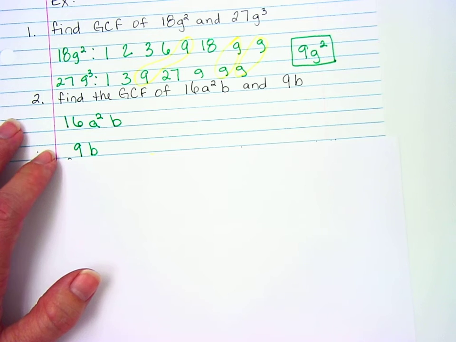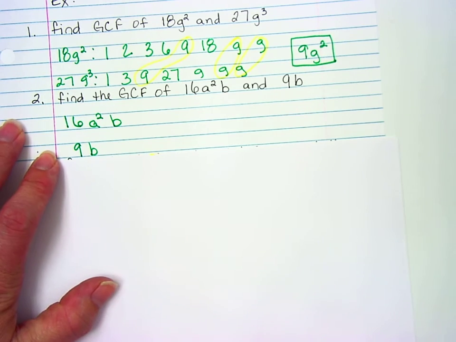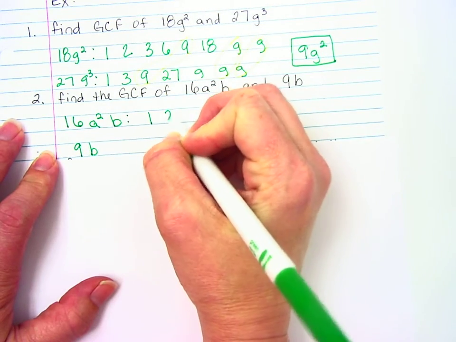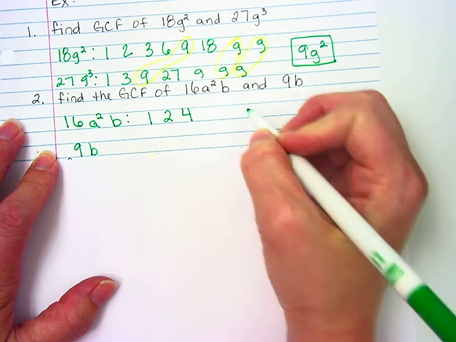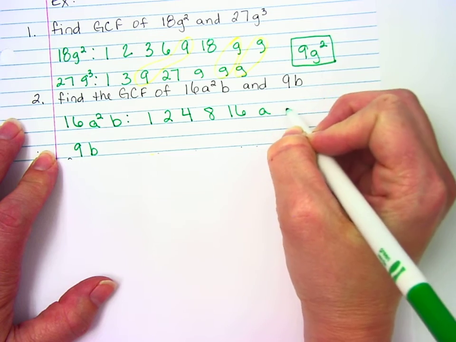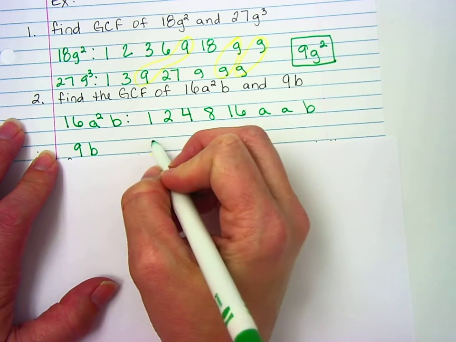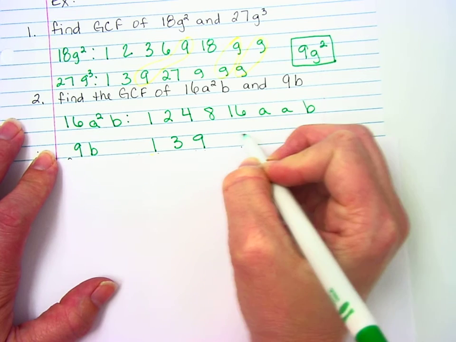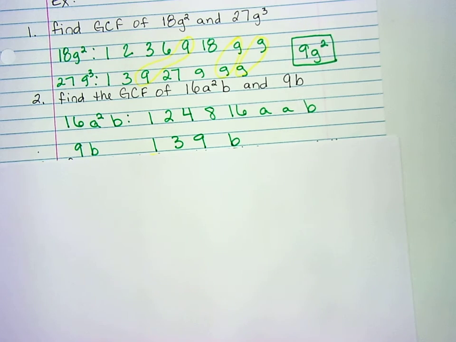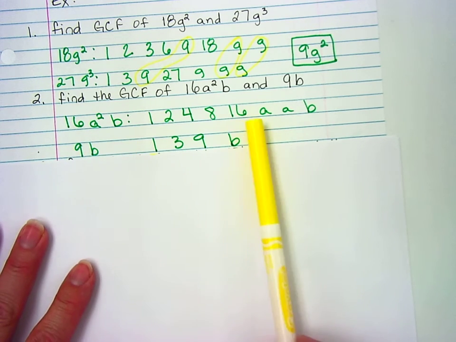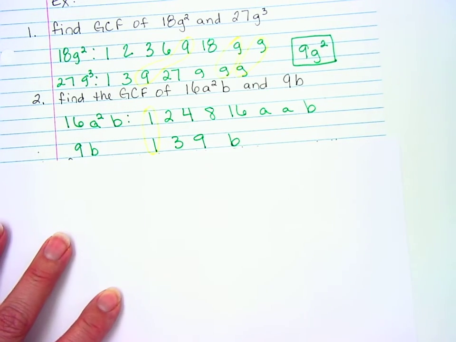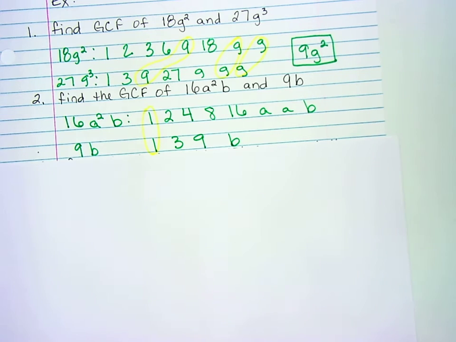So thinking about everything that makes 16a squared b, I have 1, 2, 4 makes 16, 2 times 8, and 1 times 16. You have 2 a's and then a b. So 9, if I look at it, I have 1, 3, and 9, and then you have b. So what do they have in common? Well, what's the greatest number, numerical? That would be 1. But I'm not going to be writing that down because it doesn't affect the outcome.